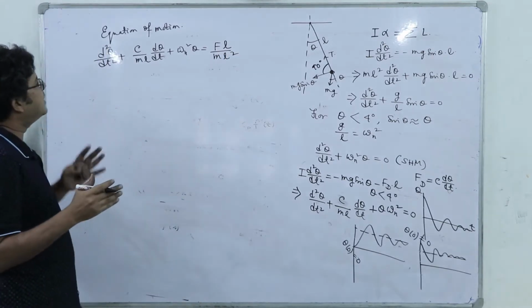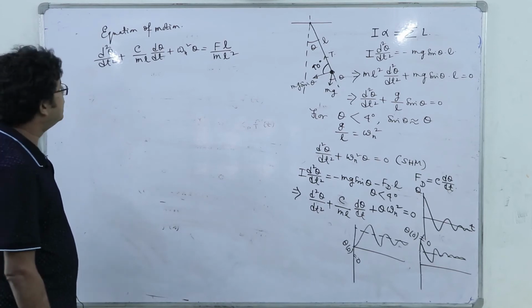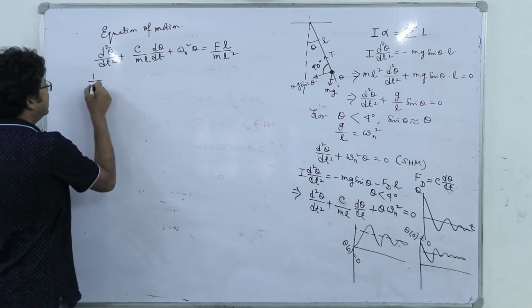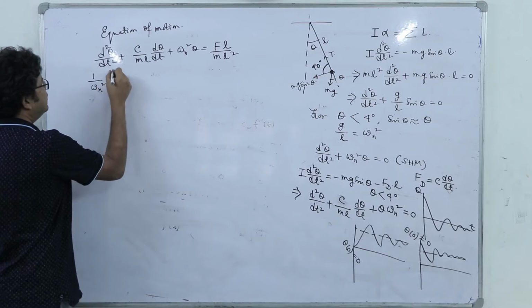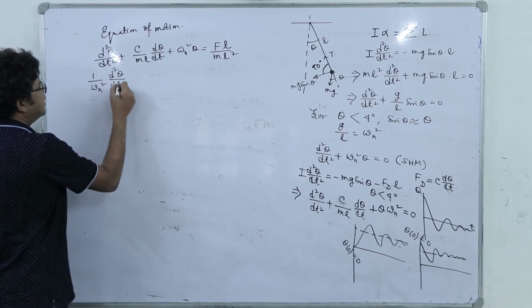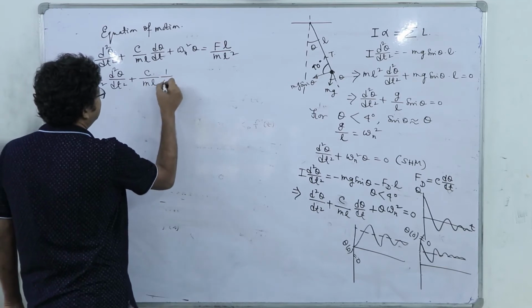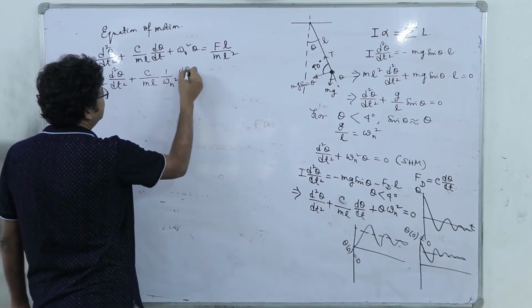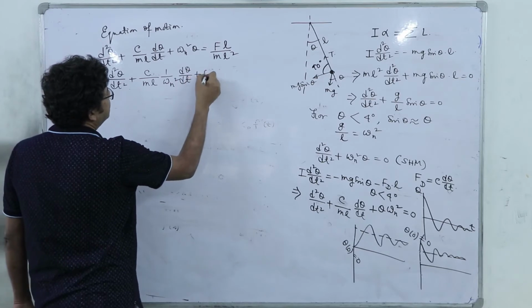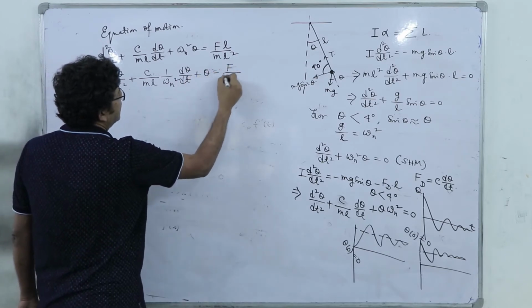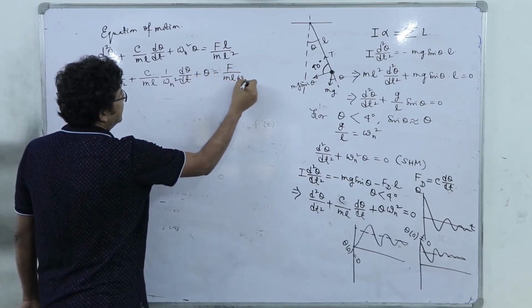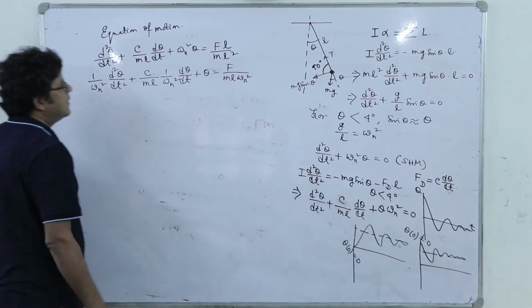Now, if I divide the entire equation by omega n square, we will get 1 by omega n square into d square theta dt square plus C by ml into omega n square into d theta dt plus theta is equal to F by ml into omega n square.